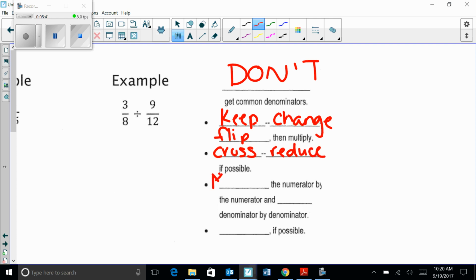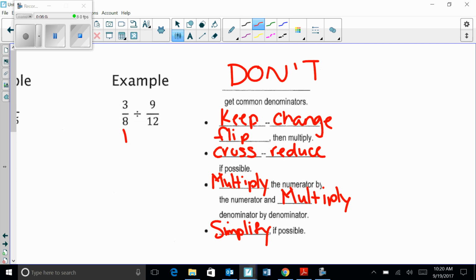We multiply the numerators together. And we multiply the denominators together. And then, of course, we simplify. Okay, so we're going to start by keep, change, flip.